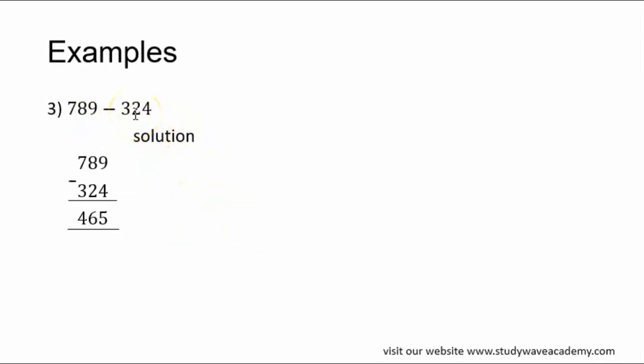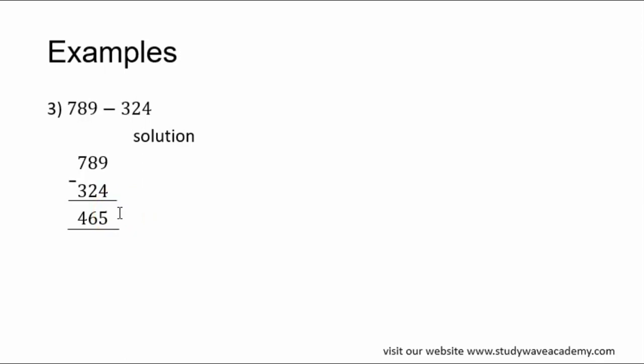Okay, here we have a 3 digit number. So we place them according to their values. 489 minus 324. Ones in ones, tens in tens, hundreds in hundreds. So 9 minus 4 is going to give us what? If you calculate it, 9 minus 4 is going to give us 5.